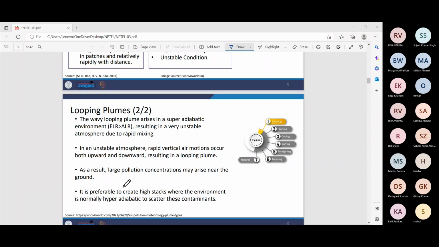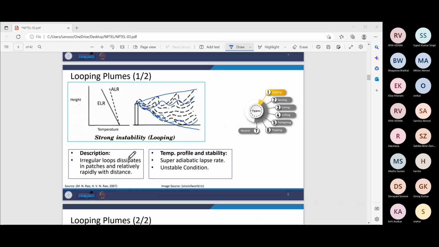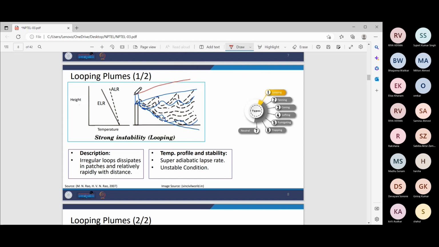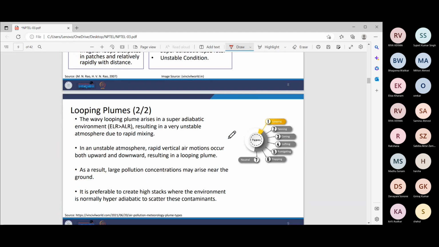The solution for this type of environment is to create a much higher stack. If the stack is higher, then this plume will shift towards greater height, and thus we can at least avoid the concentrations at the ground level. If the stack is higher, then this condition will occur, so at least at the ground level, the pollution concentration will be comparatively lower.